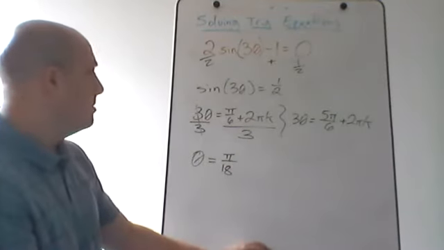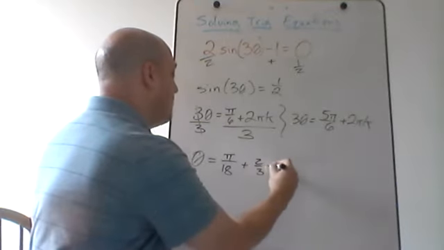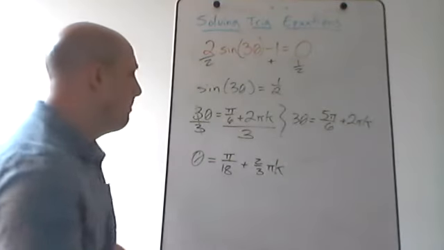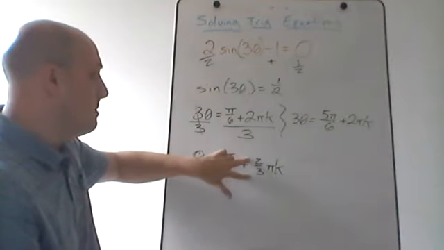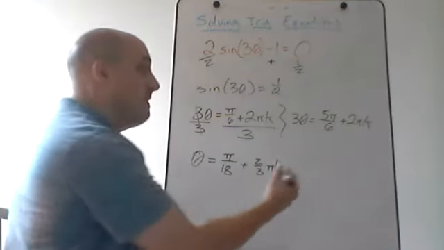Right? So it's pi over 18, and then this is going to be plus 2/3 pi k. Right? Because that 2 over 3 is going to give me 2/3 times pi times k. And then I do the same thing over here for the 5 pi over 6 answer.